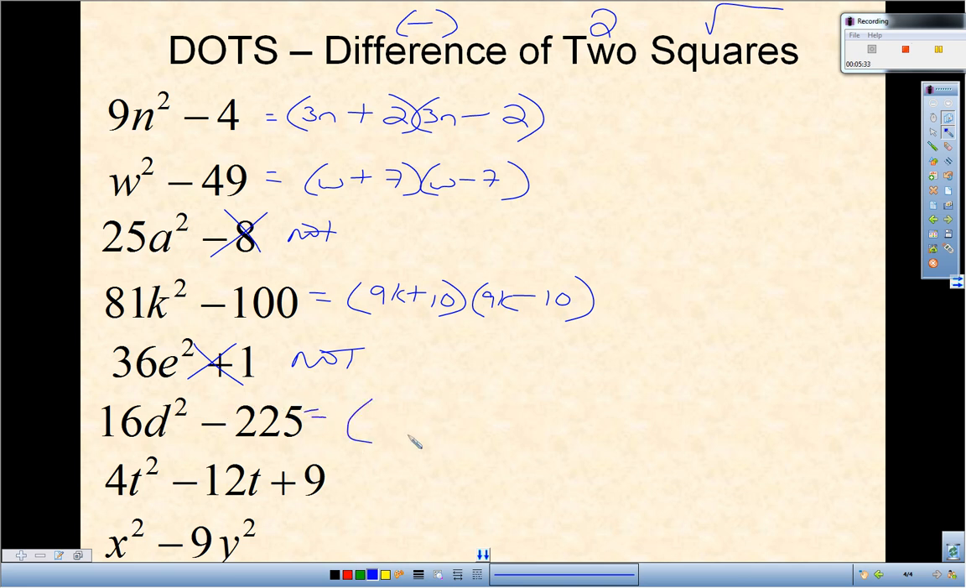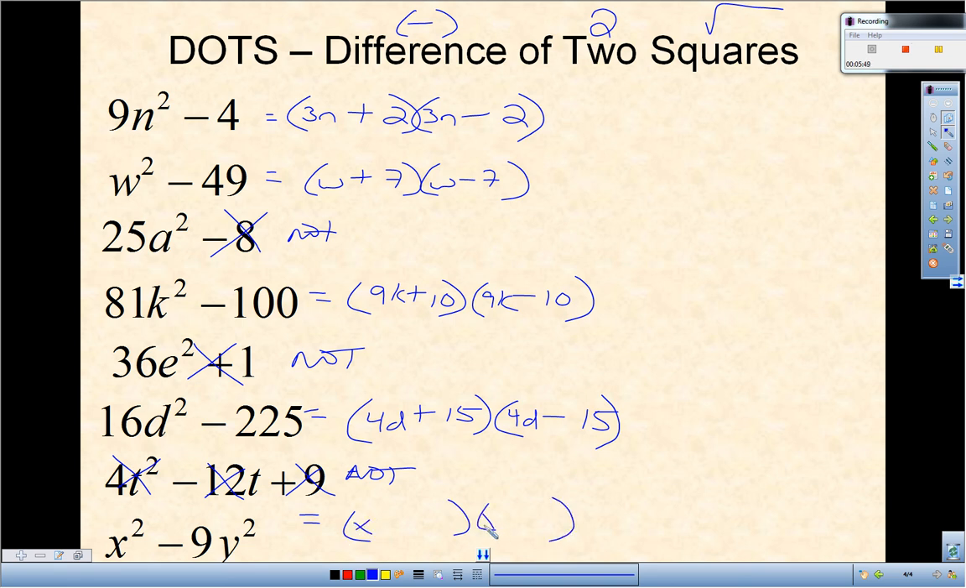The next one is the square root of 16d squared is 4d. The square root of 225 is 15, so one positive, one negative. The next one is not a difference of two squares because there's three terms, not two. The last one is a difference of two squares. The square root of x squared is x. The square root of 9y squared is 3y. Just make sure that one's positive and one's negative. Difference of two squares is pretty easy to factor.